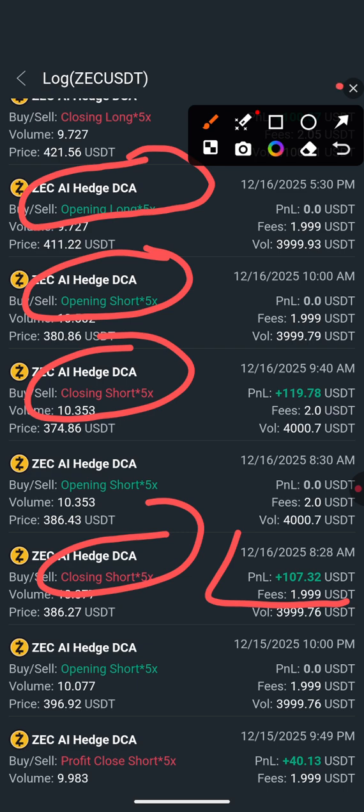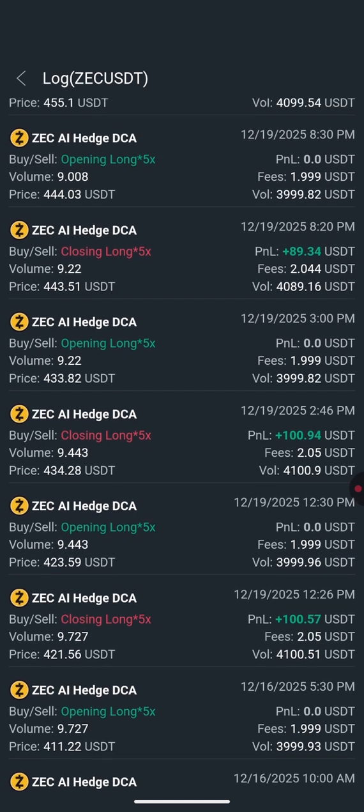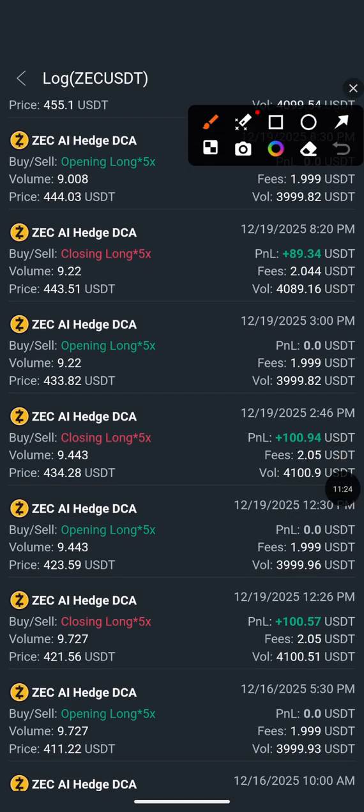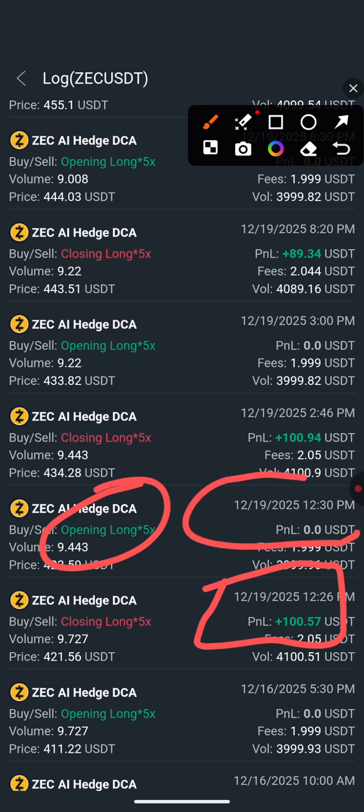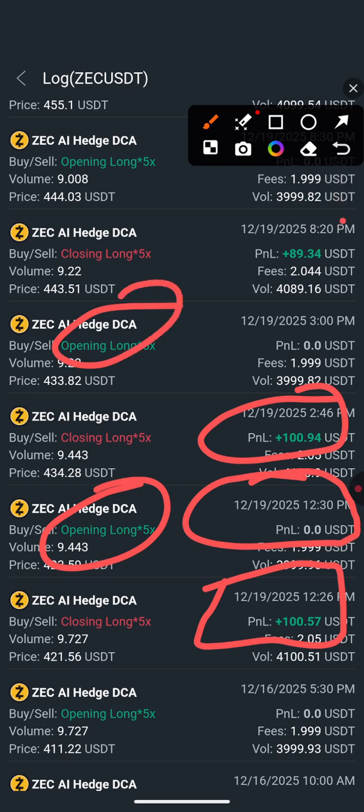Have you seen that? And guess what? We are now making money from longs. So now the trade is hedged. Okay, on the 19th, 12:26, it made $100 from this long position and then closed. And then like 4 minutes later, the same day, it opened the long because now the coin is starting to be bullish, right? And then it closes 2 hours later with good profits. Opens again, closes again. This keeps going on and on. So we keep making money from the longs.